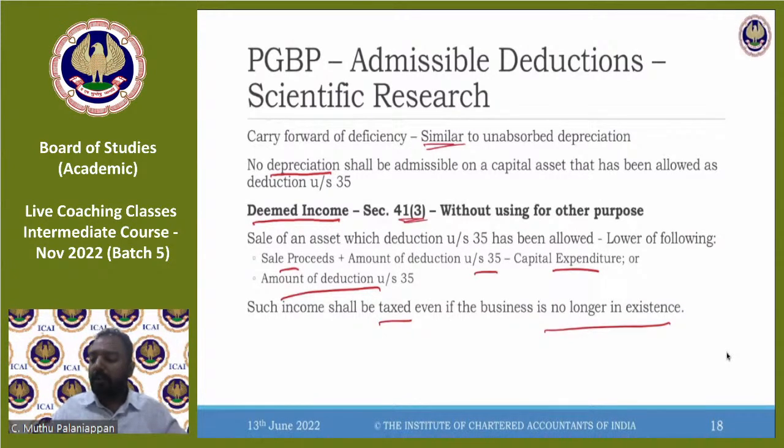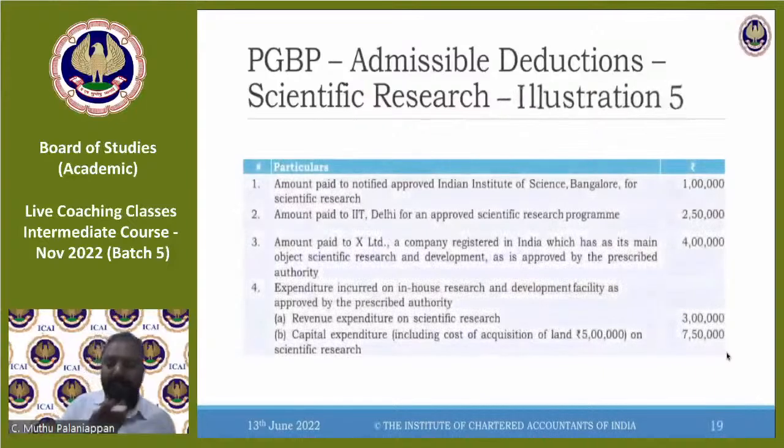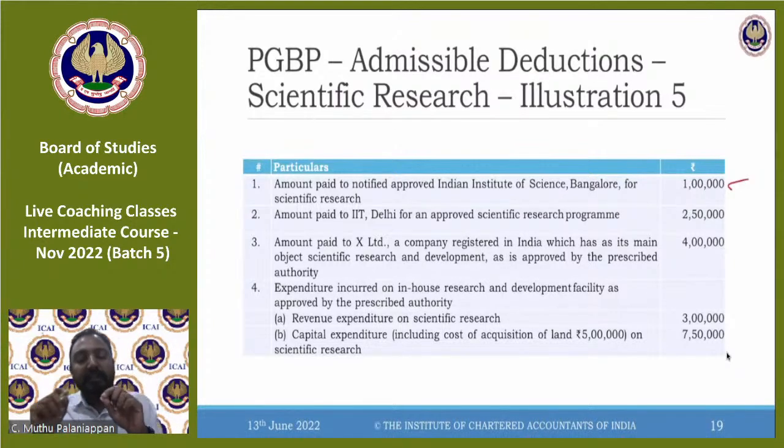Okay. So now we'll see a problem for this scientific research. Amount paid to an approved Indian Institute of Science. So it is for scientific research only, so it is eligible. Under what category? Indian Institute of Science. We said any university, institution or something, so it falls under that category.